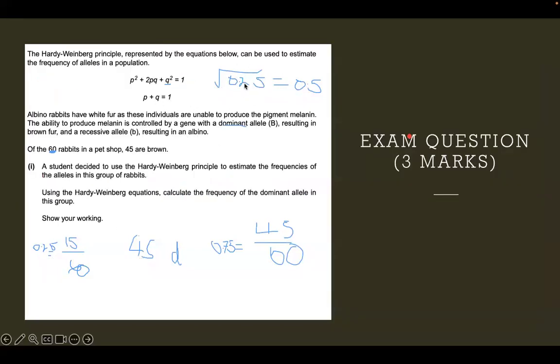Once you've done the square root of 0.25 equals 0.5, you can then do p and plug that in. And you get 1 minus 0.5, which is 0.5. So hopefully that explains it to you guys a bit better than the mark scheme could. Does that help, I hope?